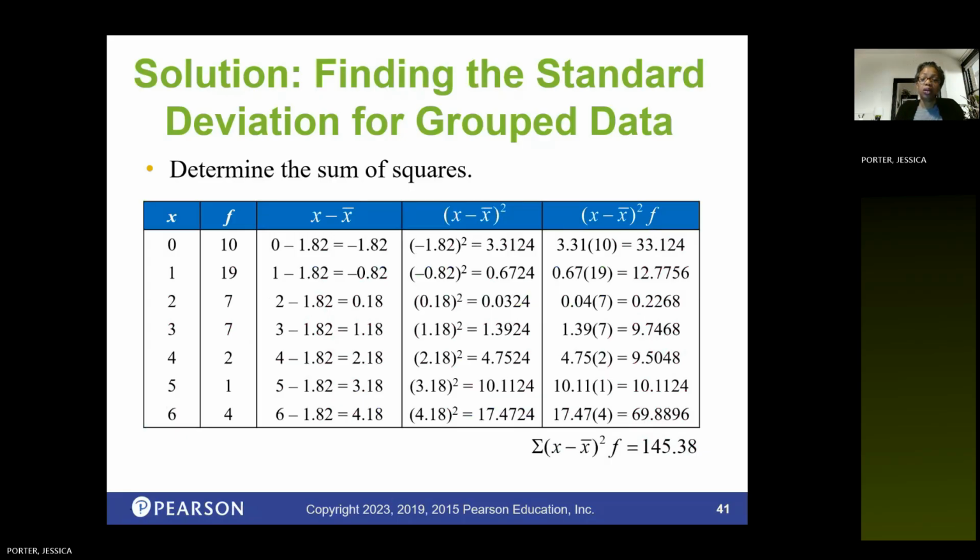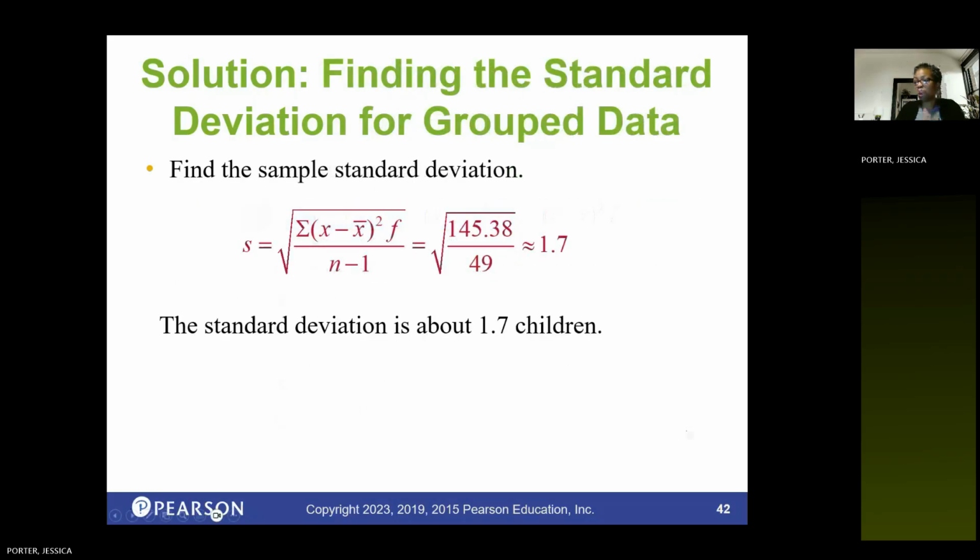Now, here's where you have a lot of calculations. And it's got 145.38 is the sum of our deviation squared times the frequencies. And then 50 was our number of points in the data set. So 50 minus 1 is 49. So the standard deviation in this case is about 1.7. Okay. And that's just showing you the calculations. You can do this in StatCrunch.